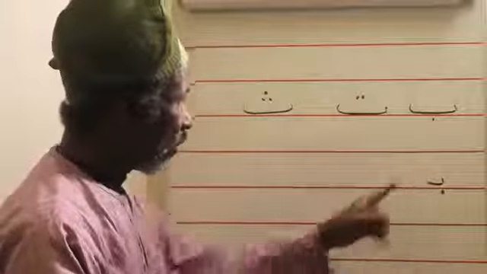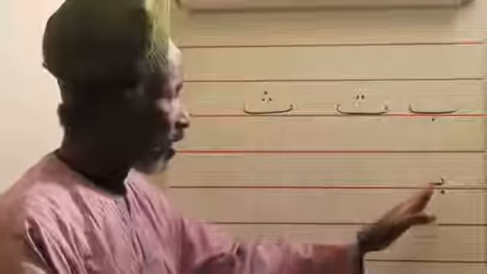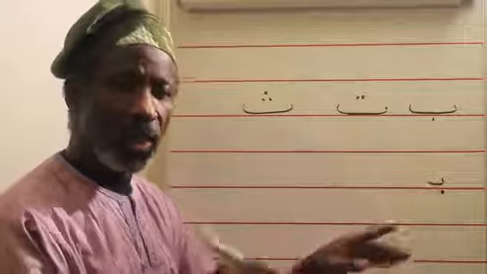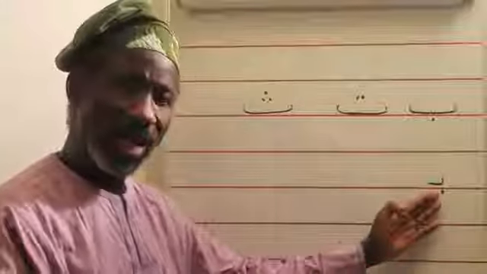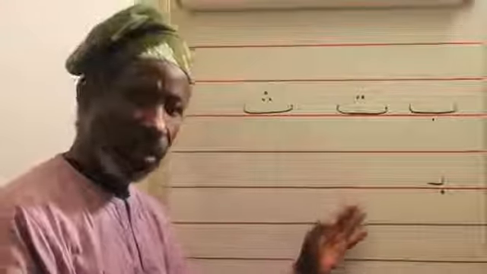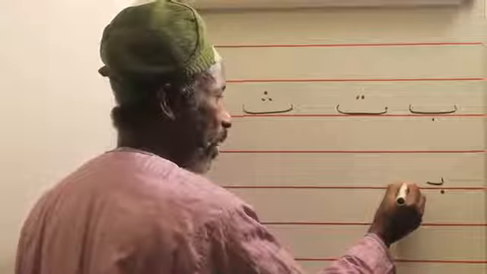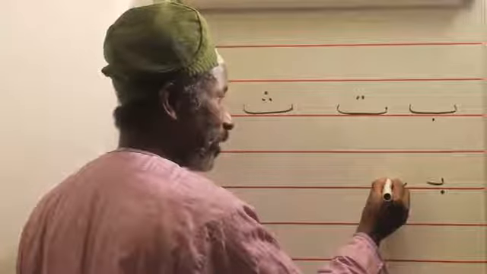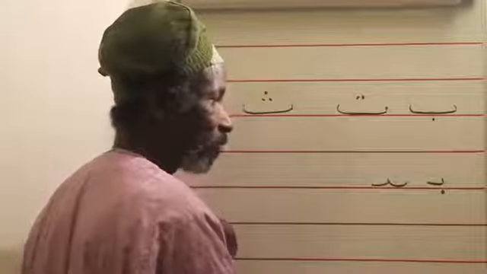Note how I curtail the ba. So it's not in a full shape now, just at the beginning with an extension, in readiness to join with the next letter. Now that extension is coming through. The next letter, which is ta in this case, also extends itself.